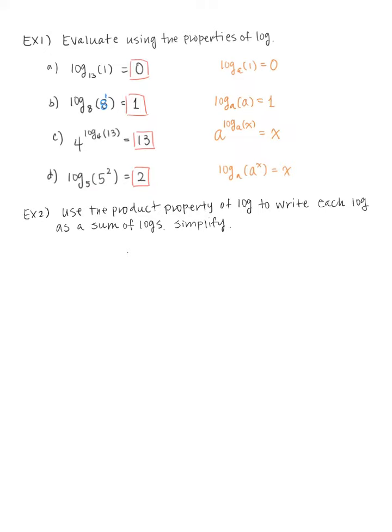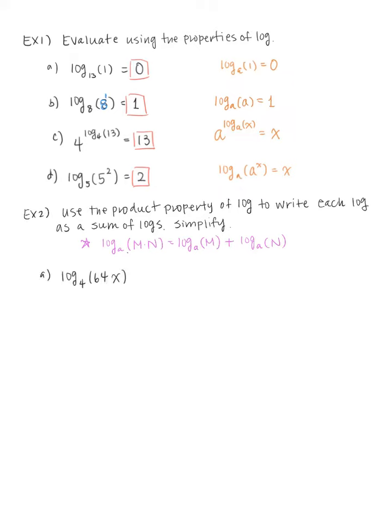Alright, now let's take a look at example 2. Use the product property of log to write each log as a sum of logs. Simplify. So basically we'll be using this formula. If you have log base a of m times n, this is going to be log base a of m plus log base a of n.